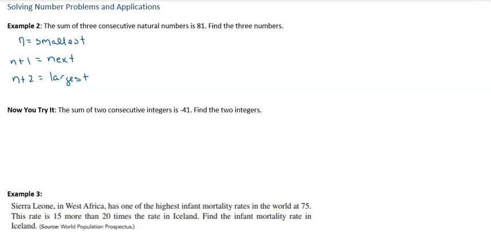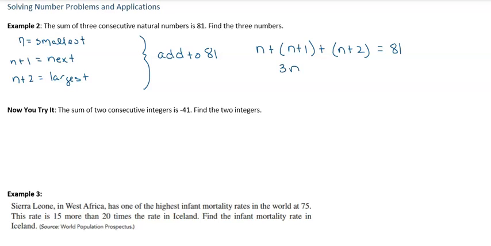Okay, so it says the sum of these numbers is 81. So that means that these numbers here, they add to 81. So we're going to say n plus, and you don't need parentheses, but I just want to show you that that's the second number. And then this is the third number. And those are all 3 going to add up to 81. So we've got 3 n's, so we get 3n plus, we've got 1 plus 2 is 3. 3n plus 3 equals 81.